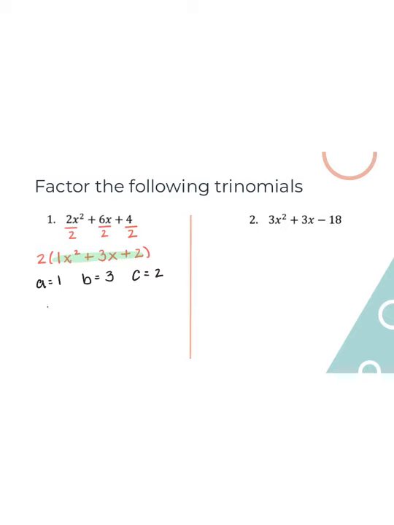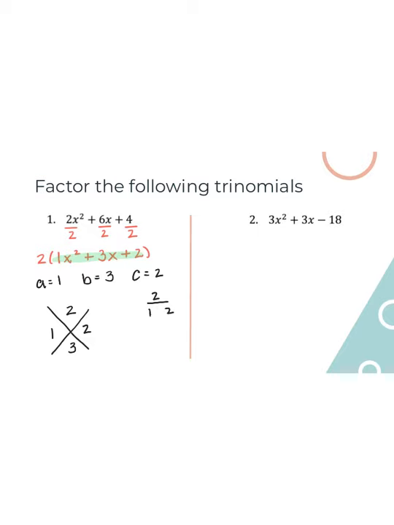So now that I have that, I'm going to multiply my A and my C, and that goes on top, and my B goes on bottom. And now when I'm thinking of my multiples of 2, I know it's only 1 and 2, and 1 and 2 does equal 3, so I'm going to have a 1 on this side and a 2 on this side.